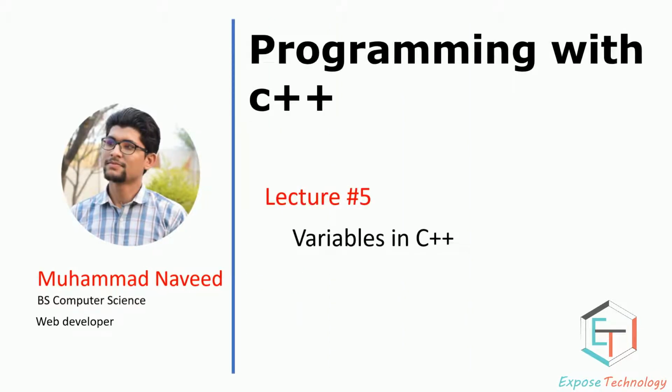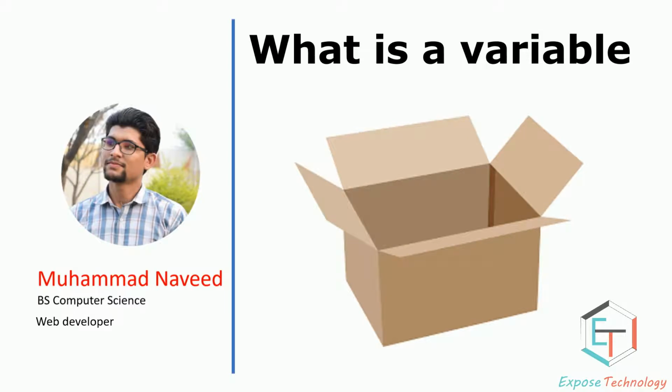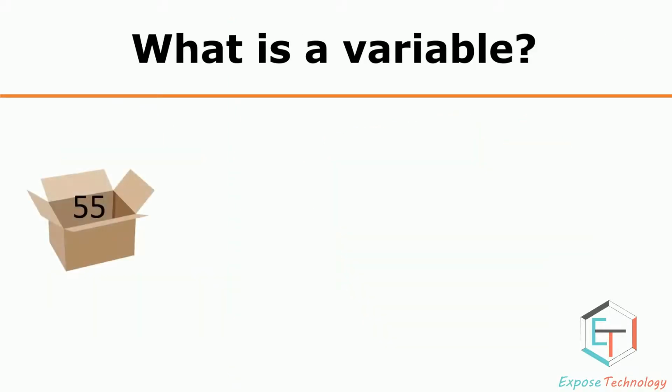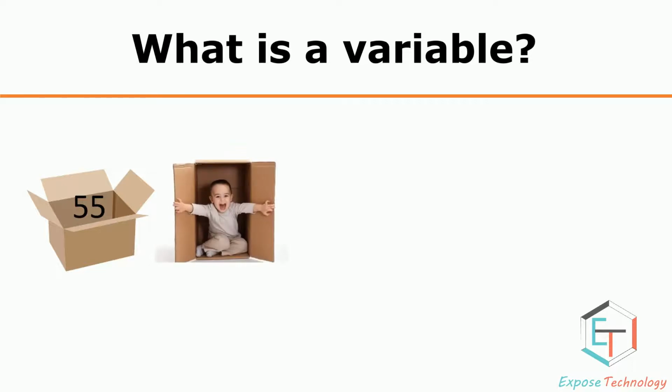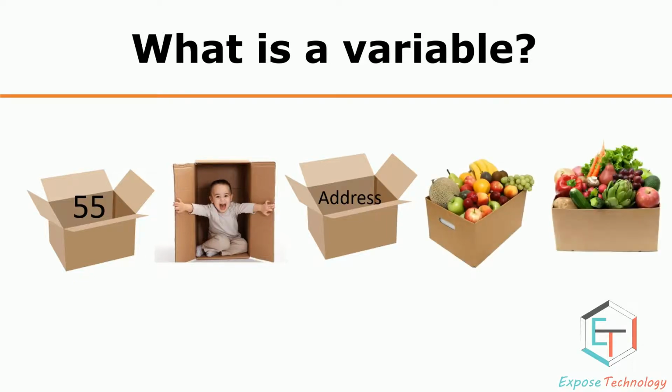In this lecture, we will talk about variables in C++. What is a variable? A variable is just like a container or a box which contains some kind of data. Here is a variable which contains 55, a variable which contains an image of a child, a variable containing an address, and a variable containing fruits and vegetables.